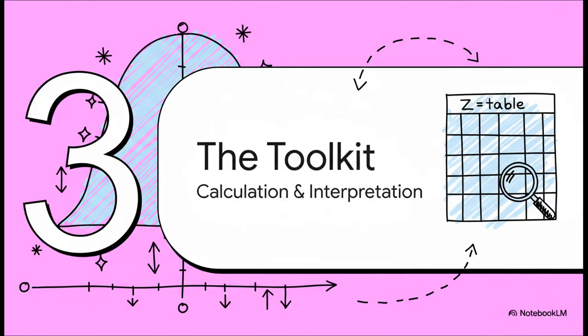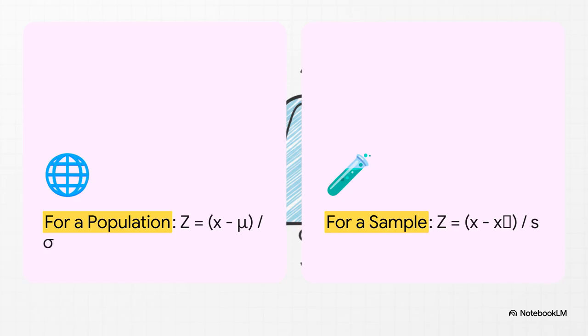So, we get the why. Now let's move on to the how. We're going to build out our toolkit, and that means covering how to actually calculate a Z-score and, just as important, how to interpret what it's telling you using a standard Z-table. The formula itself is pretty straightforward. You take your data point, subtract the mean, and then divide by the standard deviation.